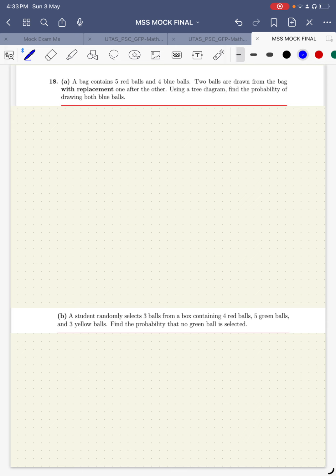Now let's go to question number 18. A bag contains 5 red balls and 4 blue balls. 2 balls are drawn from the bag with replacement. So let's look at this word, with replacement, مع إعادة, one after the other. Using a tree diagram, find the probability of drawing both blue balls.